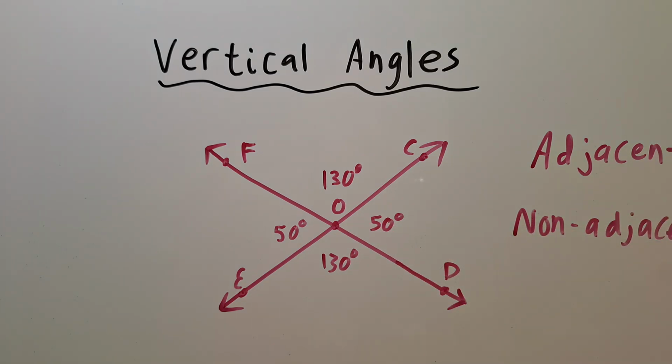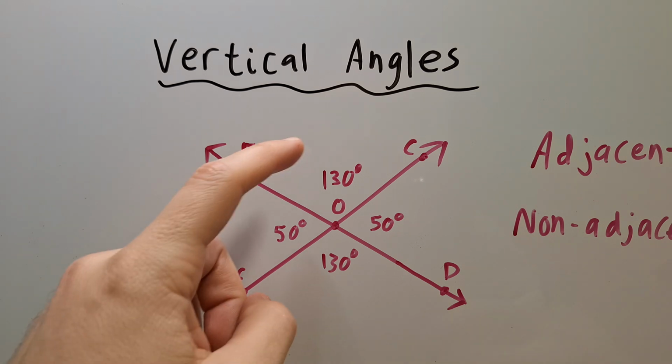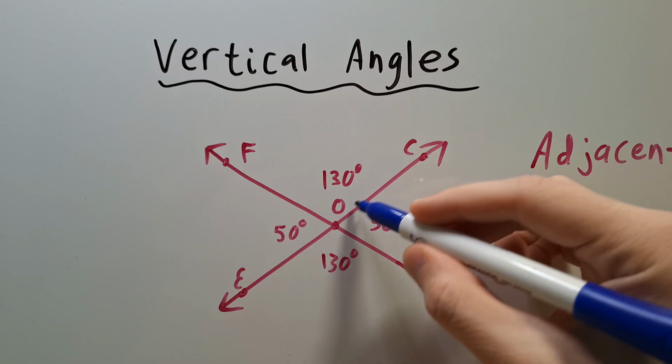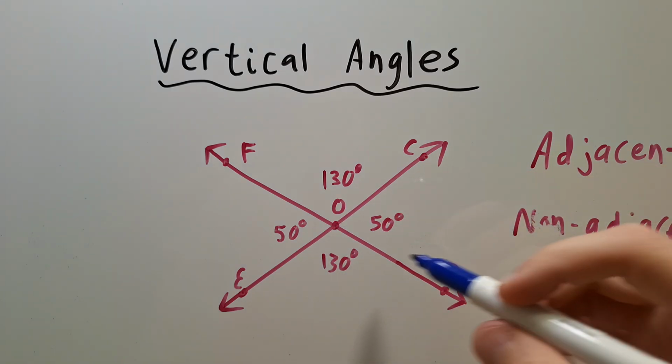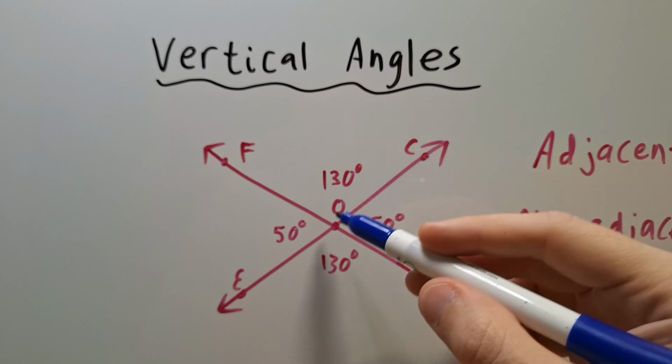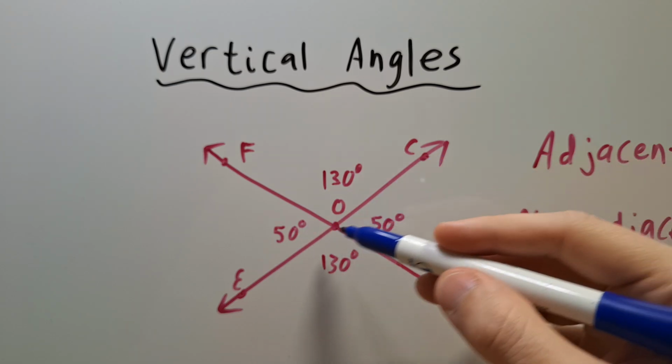One other way to specify and label vertical angles, they form a little V shape here. And then likewise, same thing for angles FOE and angle COD. They both measure 50 degrees.